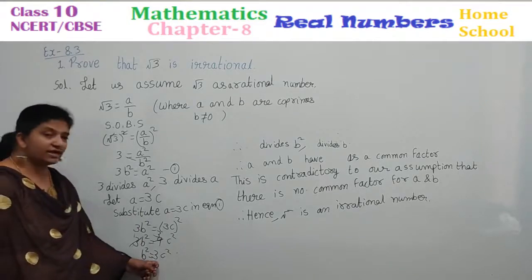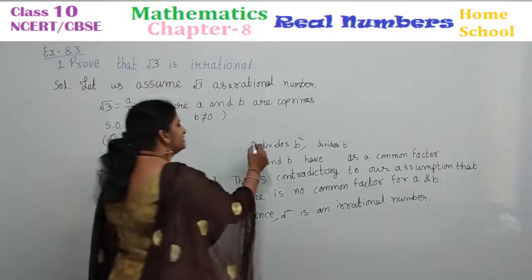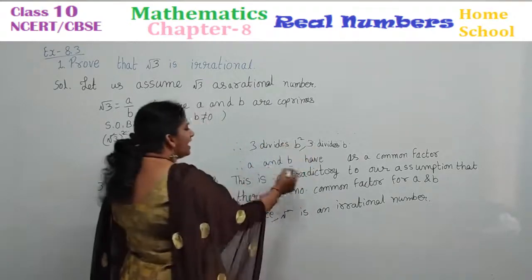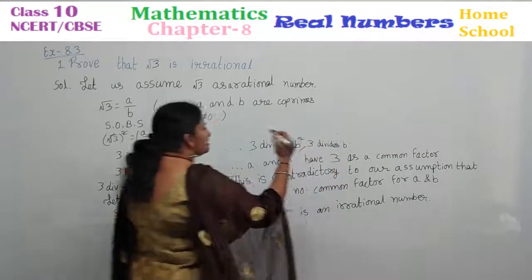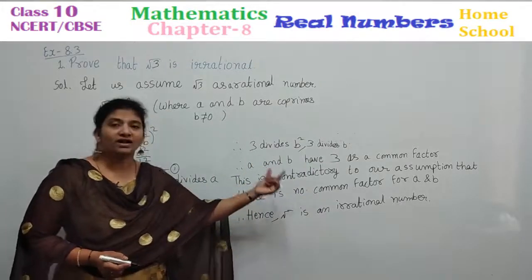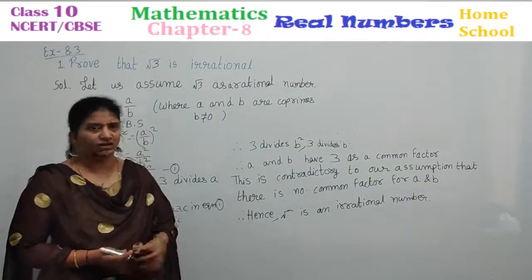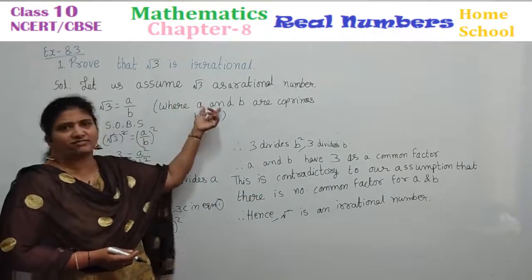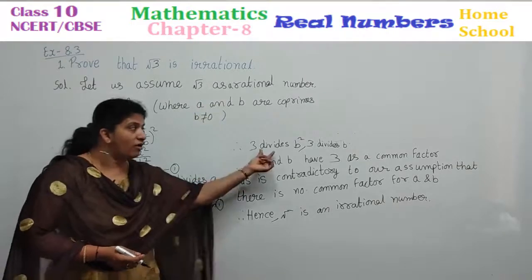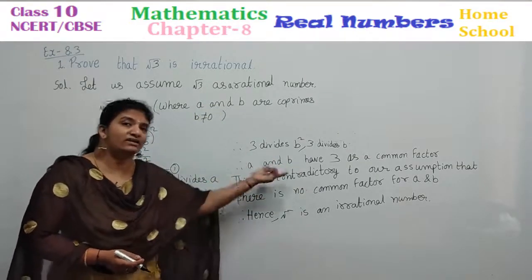Now what I can say, 3 divides b square. 3 divides b. Means a and b have 3 as a common factor. This is contradictory to our assumption that there is no common factor for a and b. There is no common factor we have said now. But there is a common factor here. What is that? 3. Other than 1, we have another common factor.